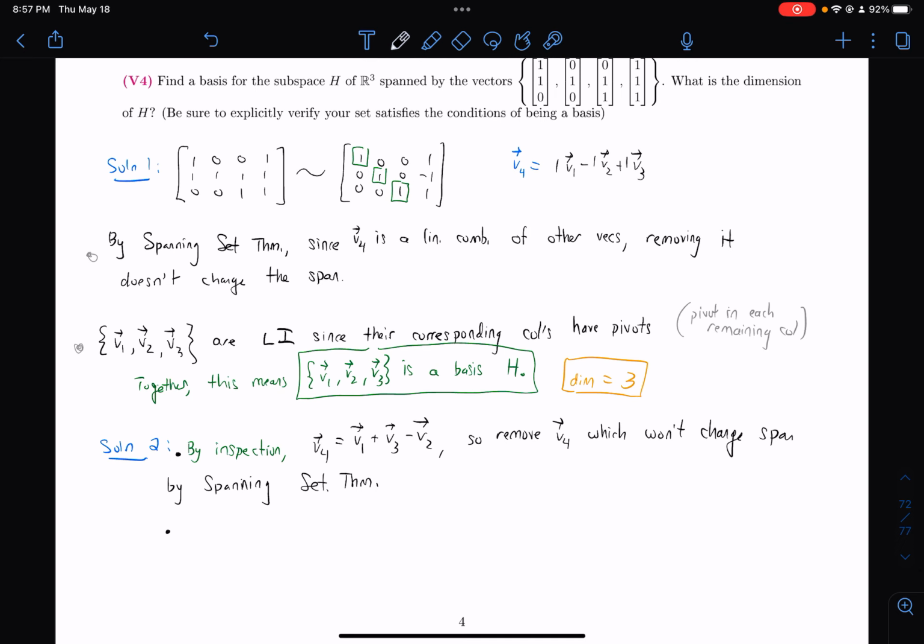And now I would have to show that those remaining vectors are linearly independent. How could I do that? Well, I could form the matrix. I could form a matrix that has those vectors as the columns.